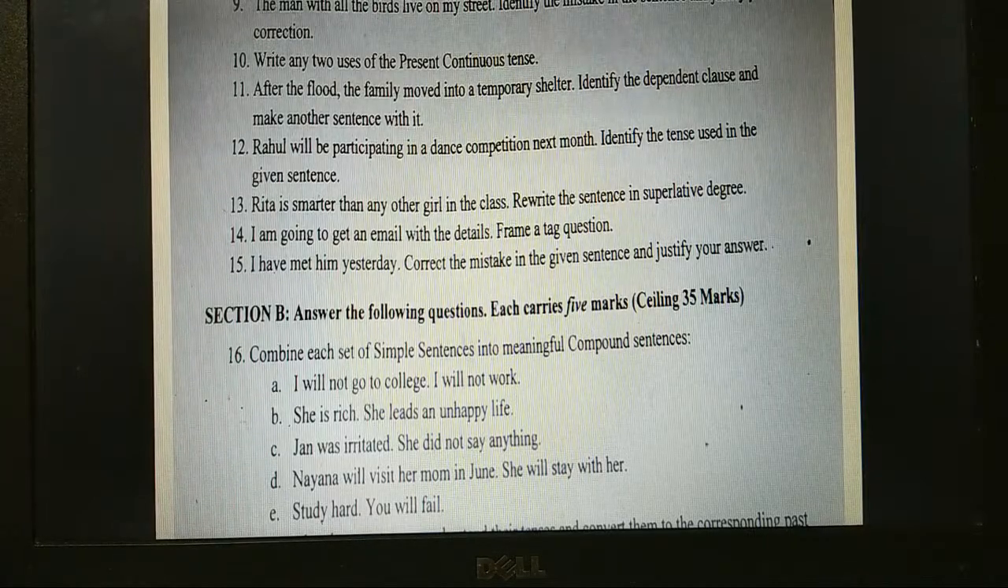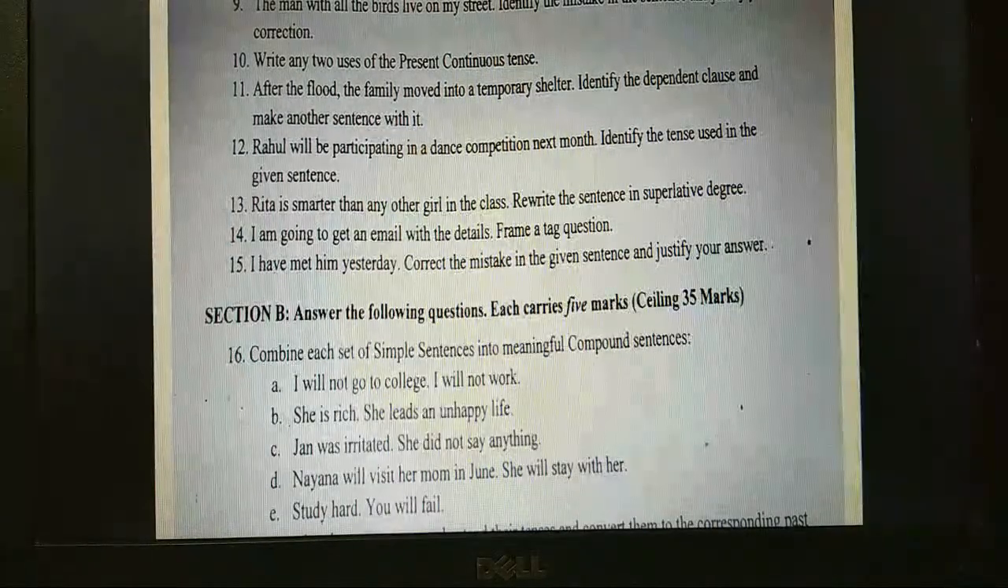Okay, now we move on to 13th question. Number 13, Rita is smarter than any other girl in the class. Rewrite the sentence in superlative degree. So if we are given a sentence in the comparative, this is comparative because we have than, it is clear that it is a comparative sentence. When you are given a sentence in the comparative degree, you will have to change it into superlative and also positive.